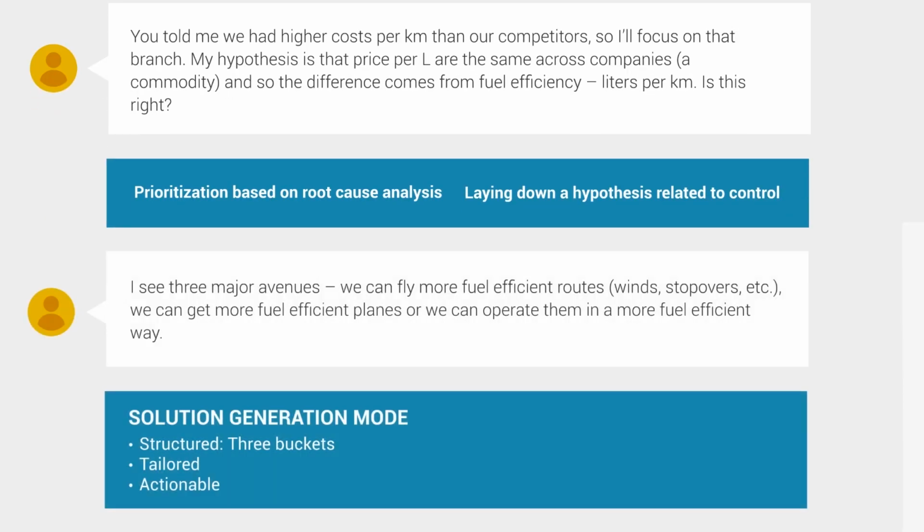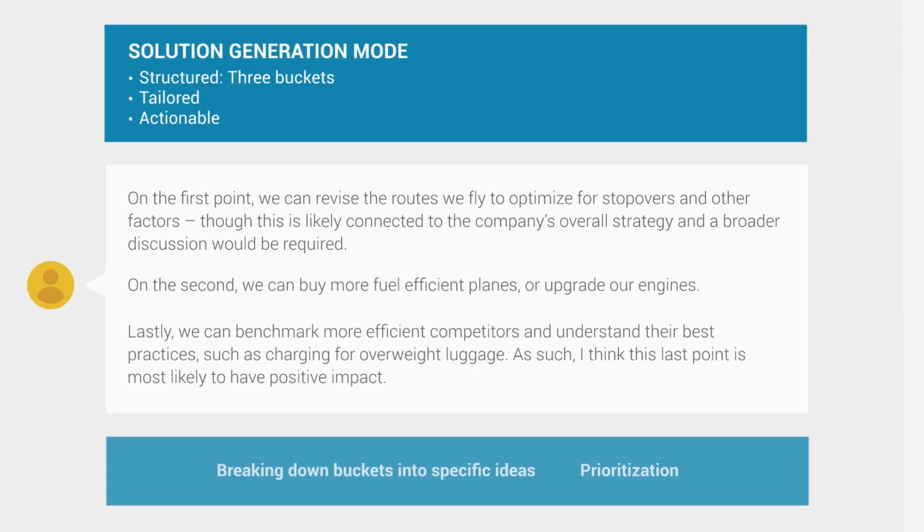The candidate has moved into solution generation mode. This means attacking the problem in a way which is structured. Rather than just rattling off a laundry list of ideas, the candidate set out 3 buckets and then further broke these down. Tailored: all the ideas are very specific to the context of the problem. Actionable: the candidate anticipated the feasibility of their ideas. Once the interviewer was aligned on the 3 buckets, they broke down each bucket into clear ideas, which they then prioritized based on actionability and ease of implementation.